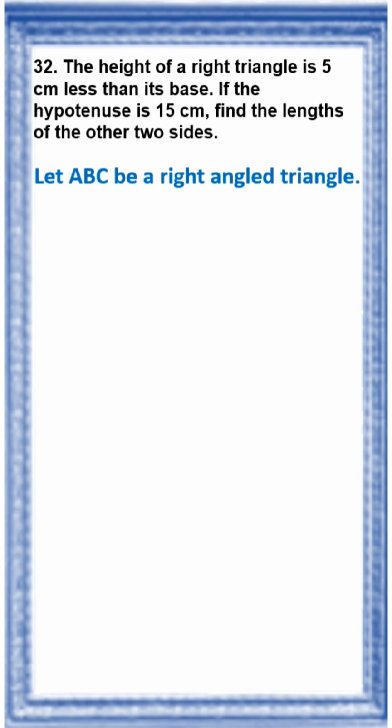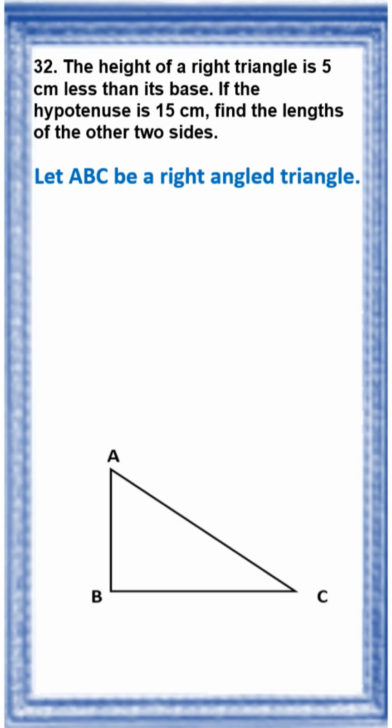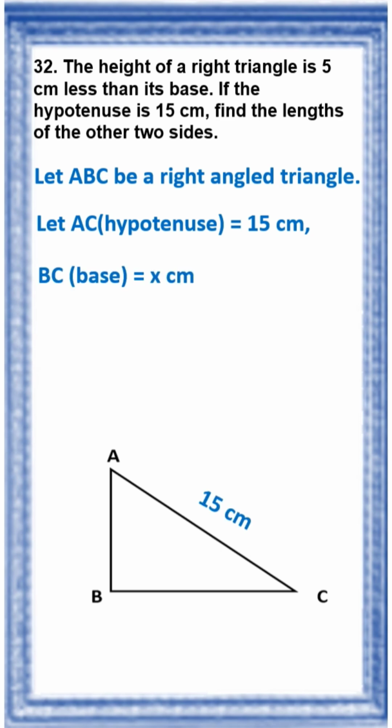Let ABC be a right angle triangle. This is at angle B, it is 90 degrees. Let AC be the hypotenuse, 15 centimeter. Base BC is x centimeter. Then AB is the height. According to the question, it is 5 cm less than the base, so it is x minus 5 cm.